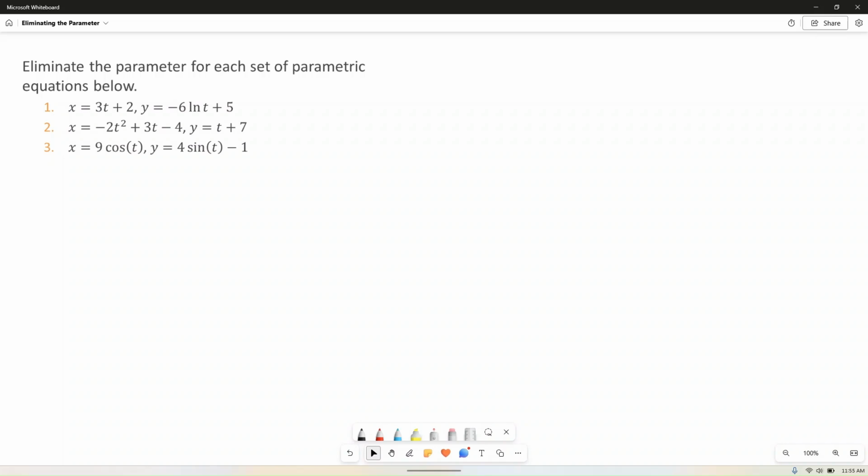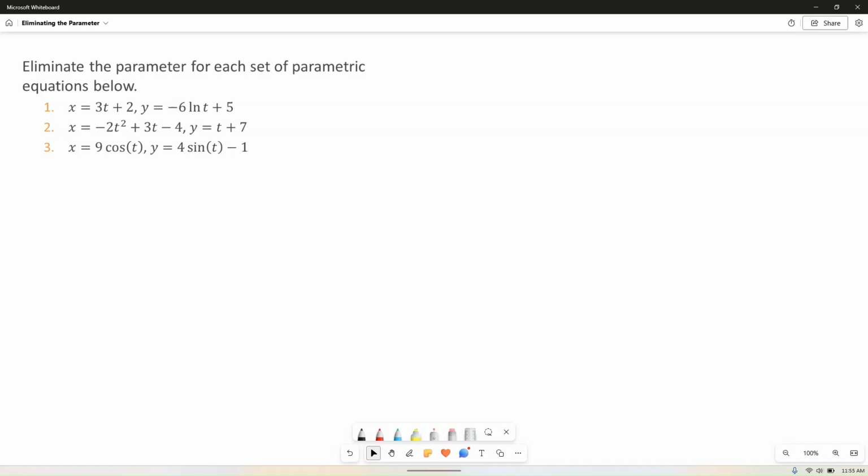And how we do that, there are several ways. But we usually refer to the process, or what we're trying to do, as eliminating the parameter. So we want to remove it and combine the equations together. So let's look at a few examples of how we can eliminate the parameter from a set of parametric equations.